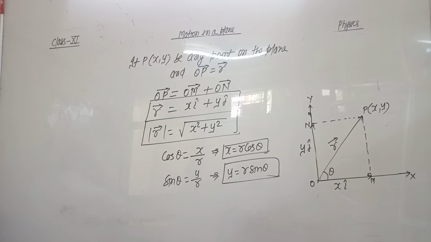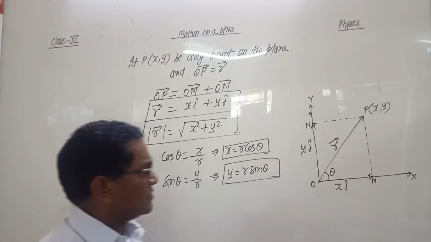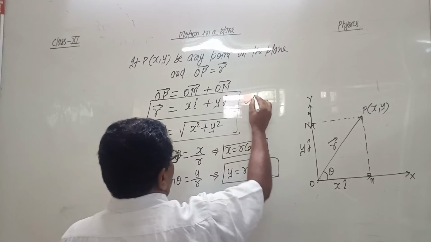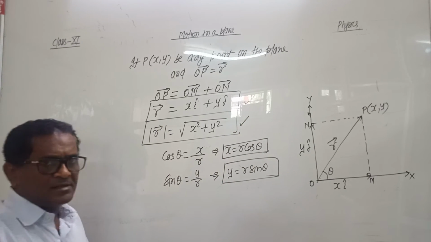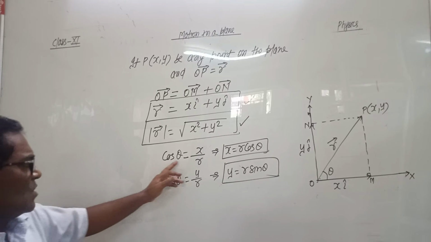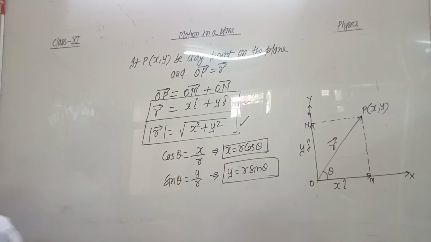So, in terms of position vector OP equals R, if we are given the position vector OP equals R and the coordinates of point P are x comma y, then we can write R equals x i cap plus y j cap, and the magnitude of vector R is calculated by under root of x square plus y square. Cos theta is x by R, so x equals R cos theta and y equals R sin theta.